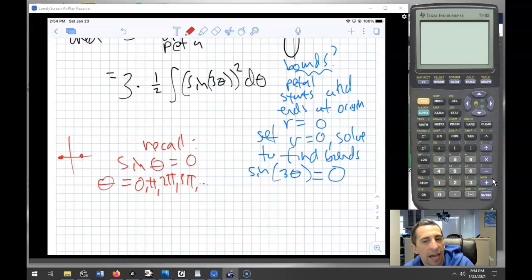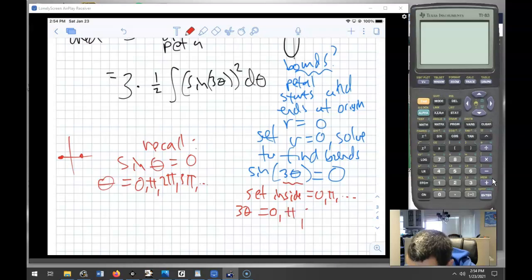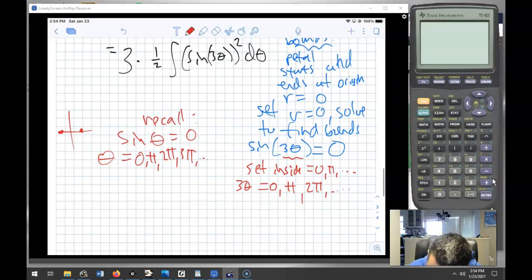So when we say, where does sine of 3 theta equal 0? Well, what that means is we're going to set the inside equal to 0 or pi or so forth. So we're going to say, okay, sine of 0 is 0. Sine of pi is 0. Sine of 2 pi is 0. So I'm going to set 3 theta equal to 0, and 3 theta equal to pi, and 3 theta equal to 2 pi, and so forth. And then if I want to solve for theta, I'm going to divide by 3. And that's going to give me the bounds.